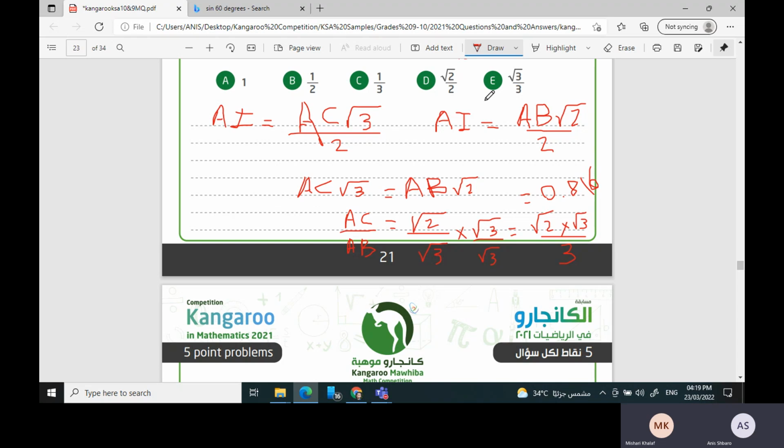So my choice must be near this number, right? Simply, let's check them. 1, it's not really far, but maybe. 1 over 2, 0.5. No, 1 is better. So directly, I'm going to take it off. 1 over 3, which is 0.33. It's a lot far. The closest one now is D, radical 2 over 2. Yeah, it's the closest one.